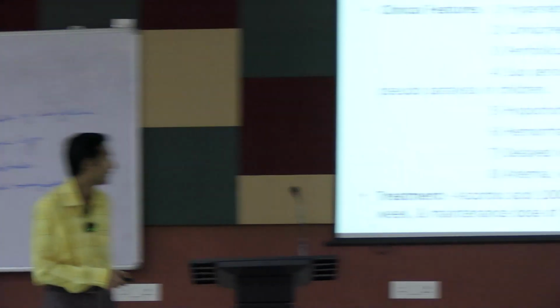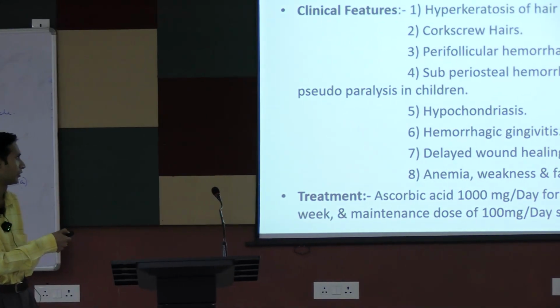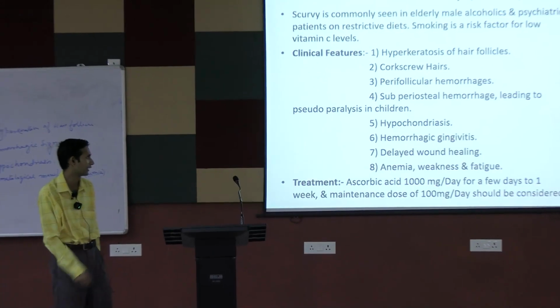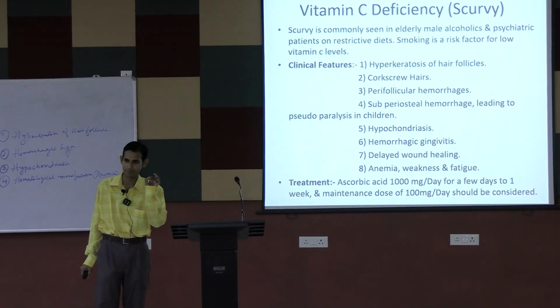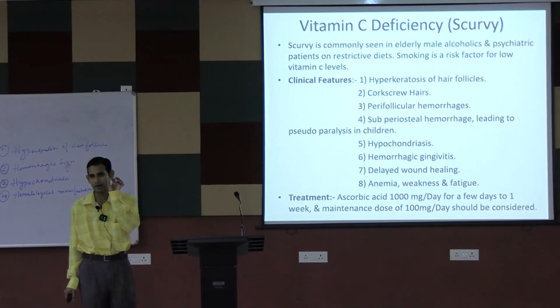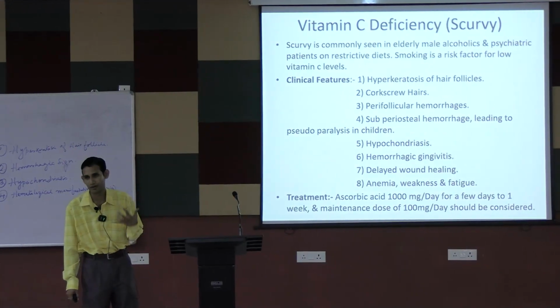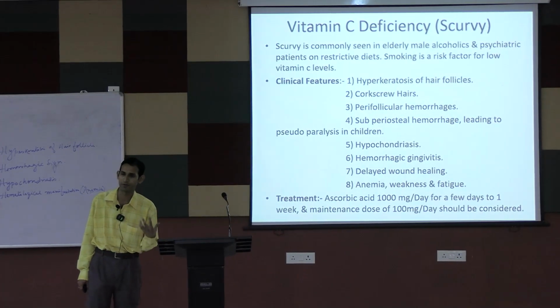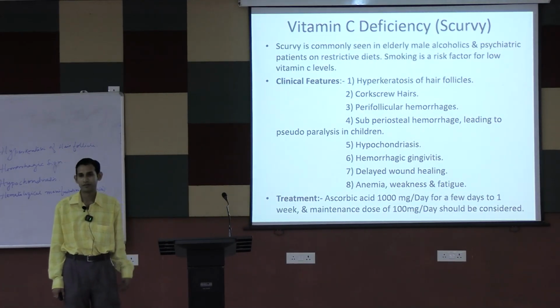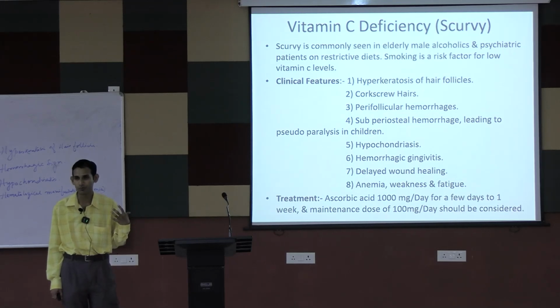So, in vitamin C deficiency, as I have already said, there is hyperkeratosis of hair follicle and corkscrew hair. Perifollicular hemorrhage is very characteristic, that is hemorrhage around the hair follicles. Ecchymosis, particularly found in the lower extremities. Subperiosteal hemorrhage leading to inability to move the limbs.